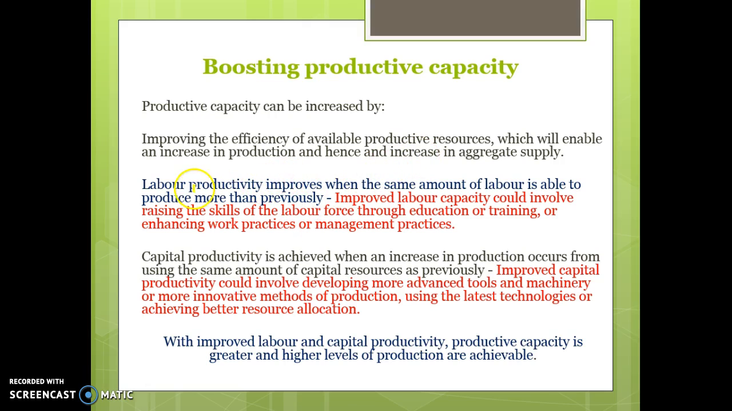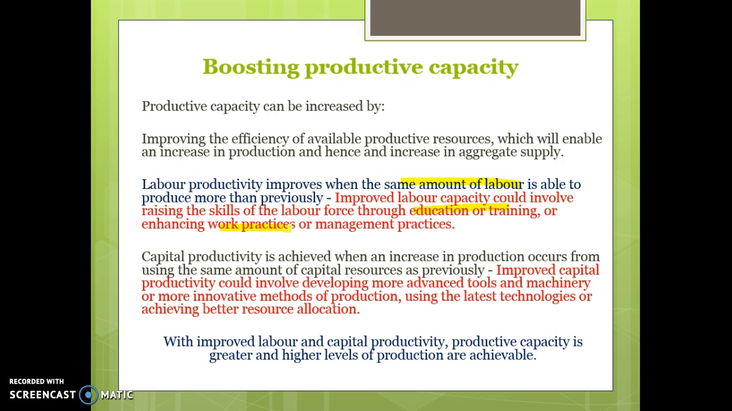So, for example, labour productivity improves when we use the same amount of labour, but we're able to produce more than we have. And that can be done via skill, education and training, improving people's skills, better work practices, and having policies in place that make people more efficient.